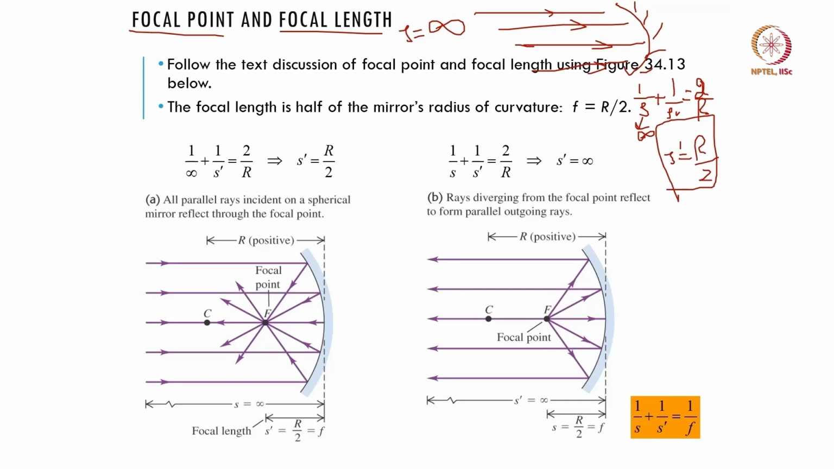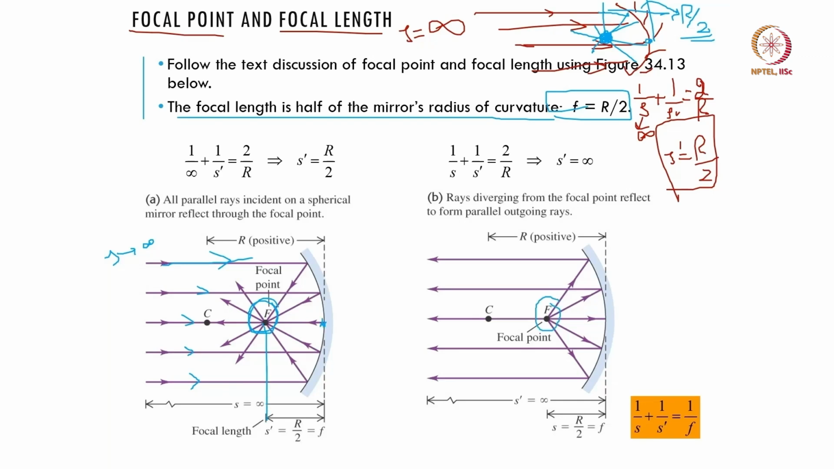That means all these rays reflect on the mirror and converge on a single point, which is at a distance of r by 2. This point where all the parallel beams intersect is known as the focal point, and the distance between the focal point and the vertex is the focal length, which is equal to r by 2. Thus, the focal length is half of the mirror's radius of curvature, which is f equal to r by 2. Thus, as explained before, if we have parallel beams incident on the spherical mirror, the object is at infinity, so s is at infinity. Thus, these rays converge at a point called the focal point, which is at a distance of r by 2 from the vertex.